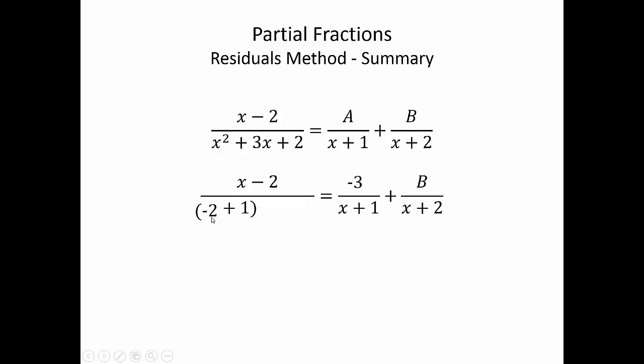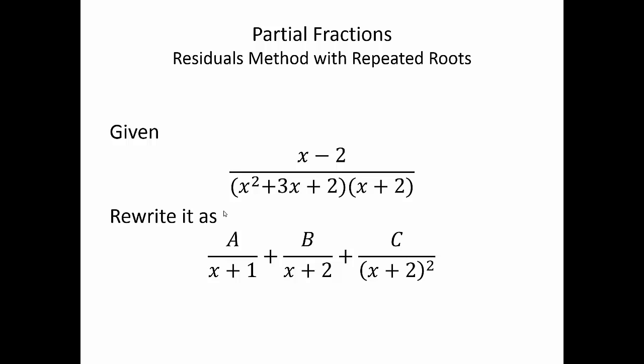Plug in the value of the variable that makes that original denominator go to 0. So x plus 2 is 0 and x is negative 2. And that's the value for b. What about if we have repeated roots for the residual method?